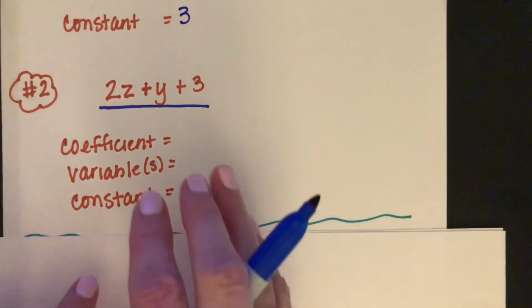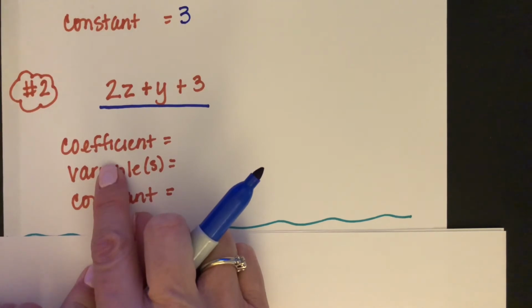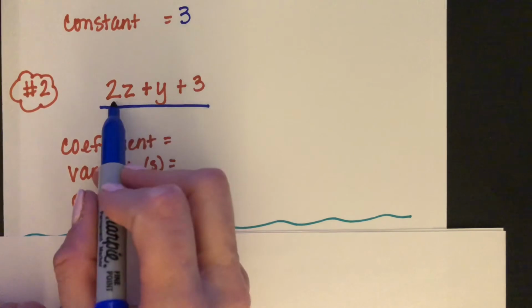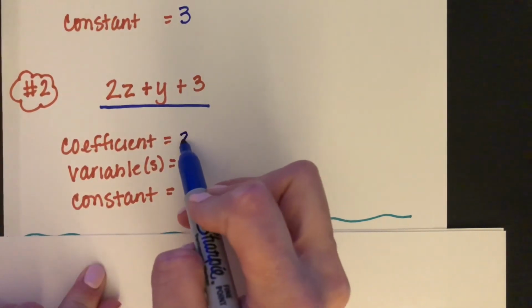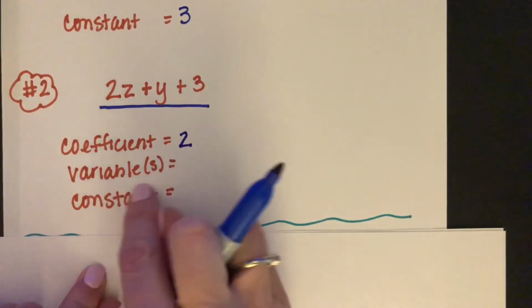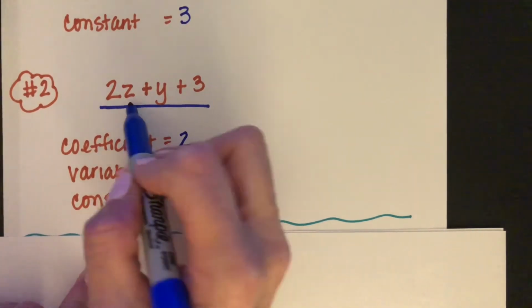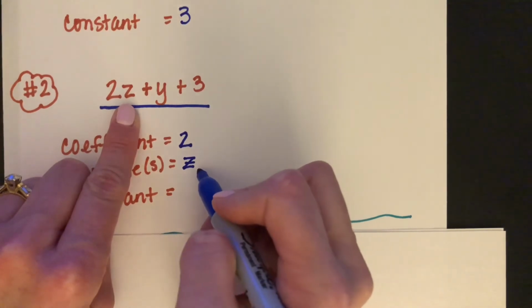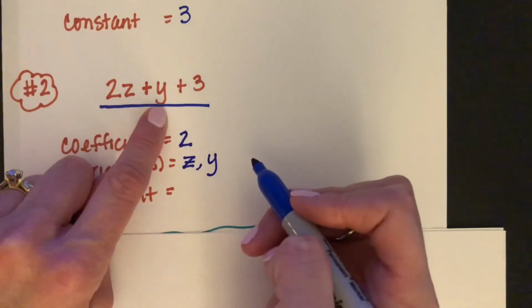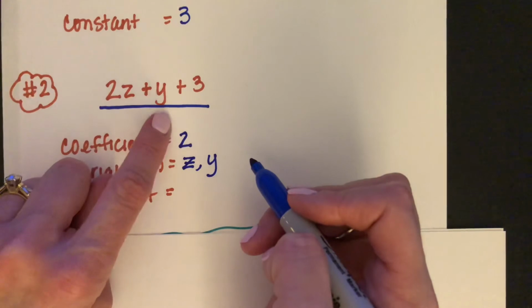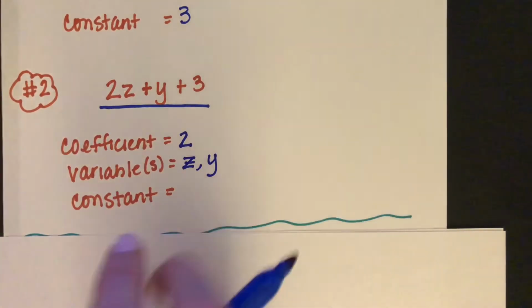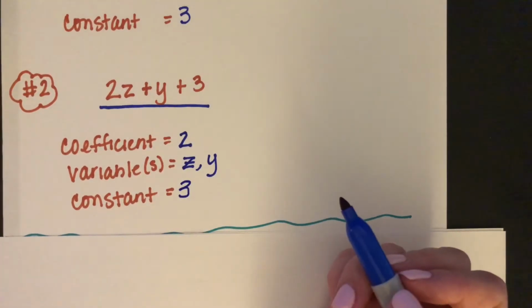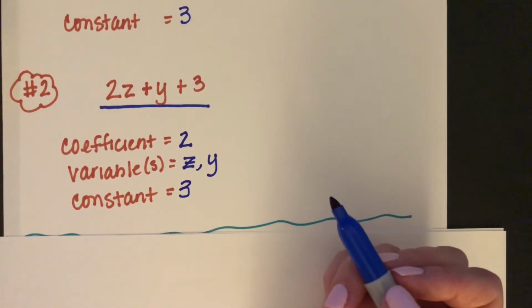Down here, we look to see what our coefficient is. And the coefficient here is 2. That's the only number that's attached to a variable. My variables, there are 2 variables. We have the letter Z, and we have the letter Y. We actually have 2 variables there. And my constant, my number that's all alone, is 3. Hopefully you got those correct.